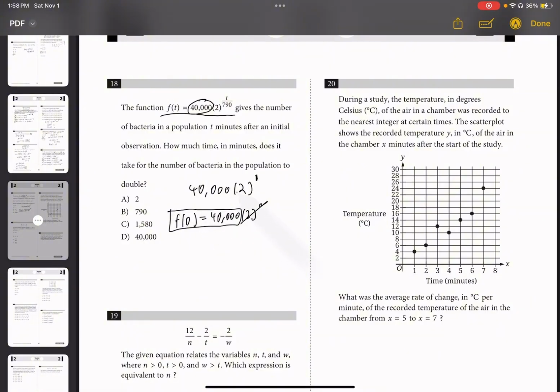That means it will double when it's 80,000. And to get 80,000, we need 2 to the power of 1. So t over 790 must equal 1. So t must equal 790. And that is answer choice B.